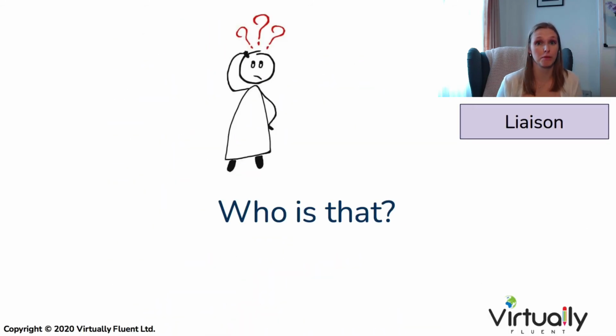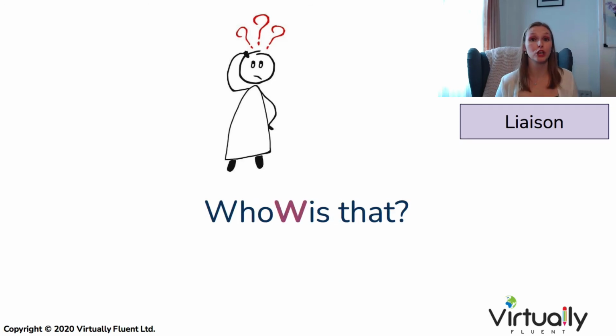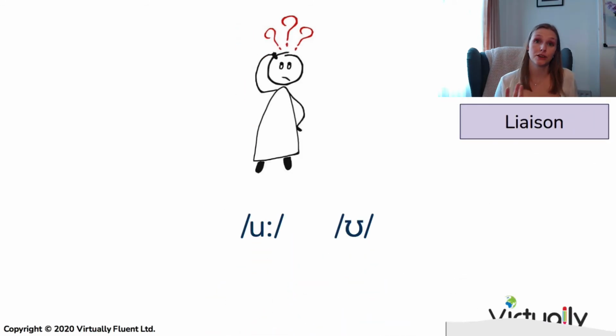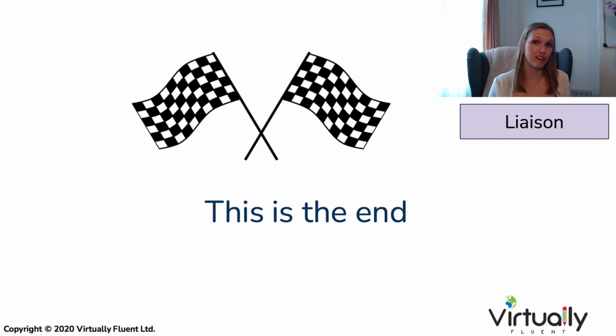Now let's take the example, who is that? Who is that? In between who and is, you can hear this extra w sound. Who is that? So if there's two connecting vowel sounds or an oo or an you tend to hear the w being inserted.